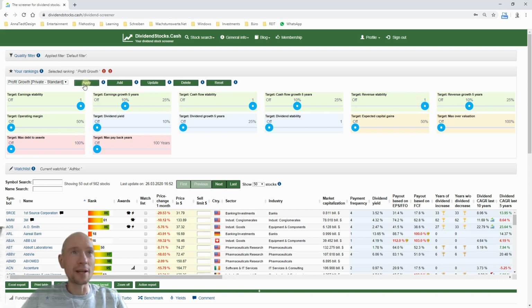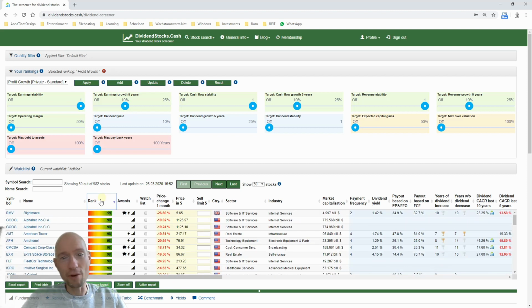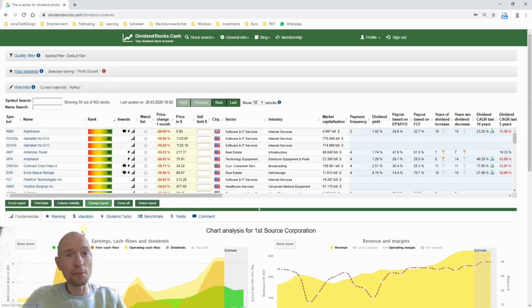And then we can apply this, and now you will see that the ranking is going to change. Now all we need to do is to sort by the ranking column in descending order, so that we get the best stocks which fulfill our criteria set the most. You see there's not a 100 ranking, but already some stocks which come in very close, and these are all promising stocks.